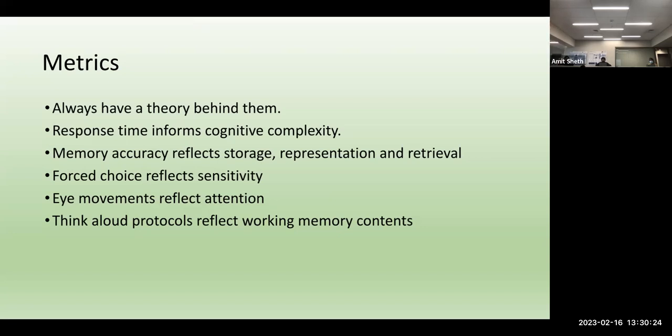So response time, as I've talked to you previously about this notion that we're limited serial processors, response time tells you something about the complexity of the cognitive activity. Memory accuracy tells you something about storage, representation, and retrieval processes. Forced choice tells you something about the sensitivity of your observer to the ability to compare two situations. Eye movements supposedly reflect attention. What did Posner say about that the last time that we met? Do you guys remember? Eye movement? Yeah. What did he say?